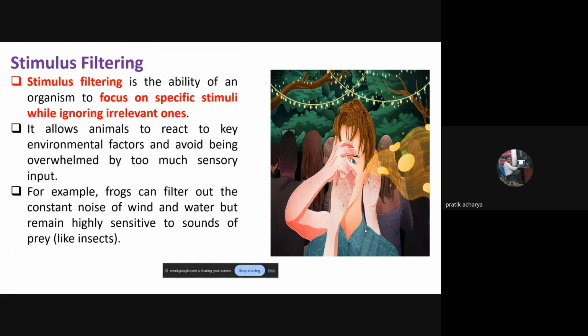Okay, so this is the pictorial, very conical pictorial presentation which shows the stimulus filtering. Okay.